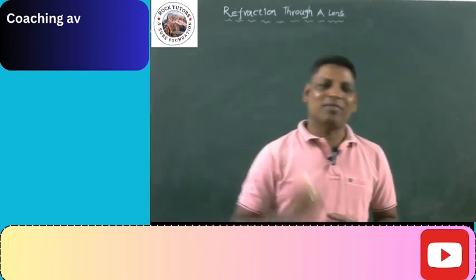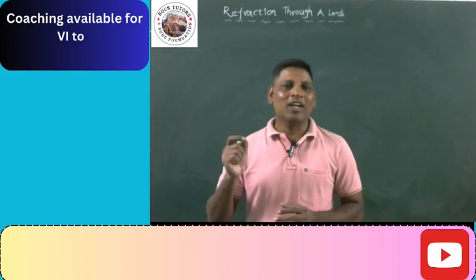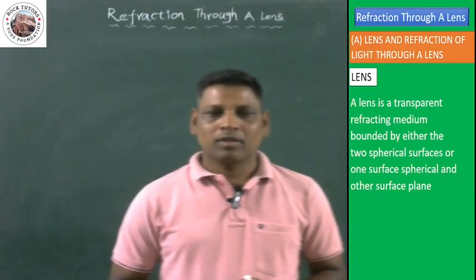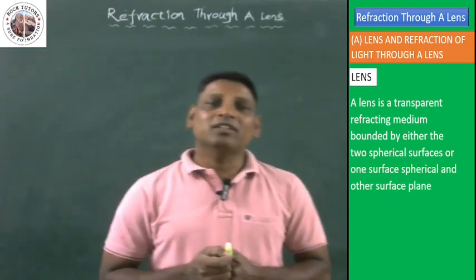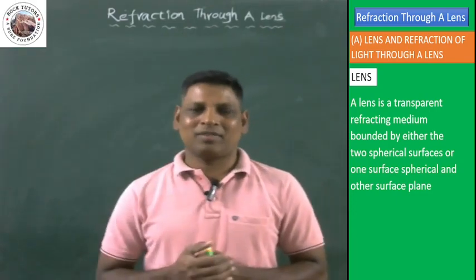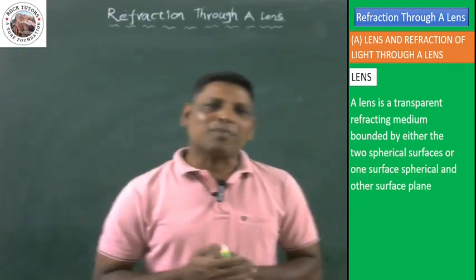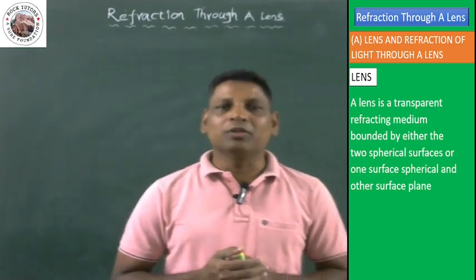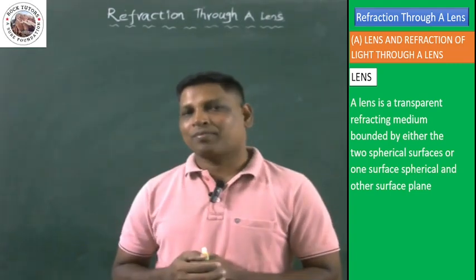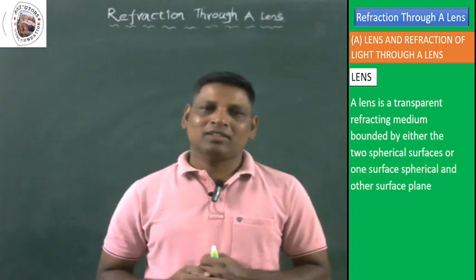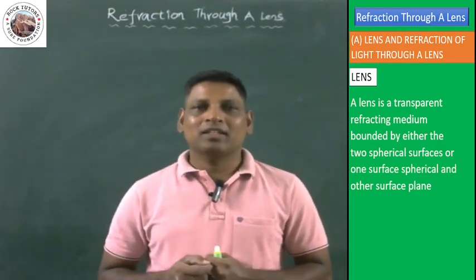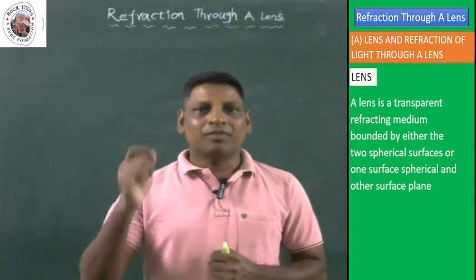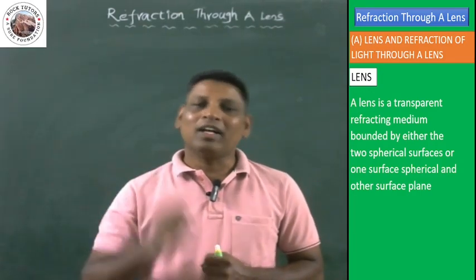Now without delay we'll go into the topic. Our topic, refraction through a lens. This chapter is divided into 3 parts. The first part is lens, refraction of light through a lens.